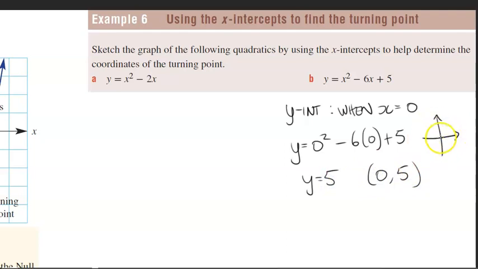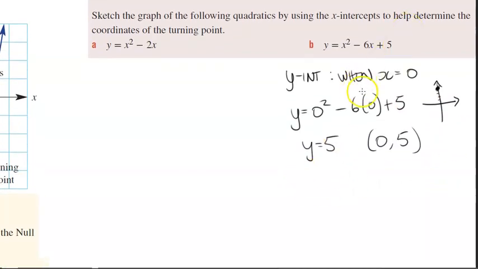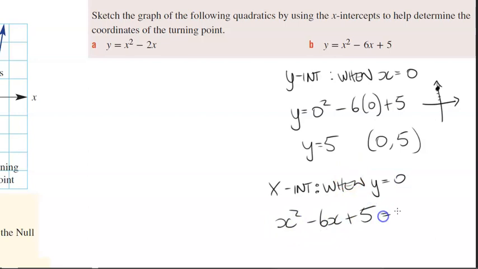So that happens when x is equal to 0, and y is 1, 2, 3, 4, 5 roughly. We're going to have a point here. Because this is upright, we're expecting something like either this to happen or that to happen. We need a bit more information. Okay, now let's look for the x-intercept. The x-intercept happens when y is equal to 0. So we have x squared minus 6x plus 5 is equal to 0.